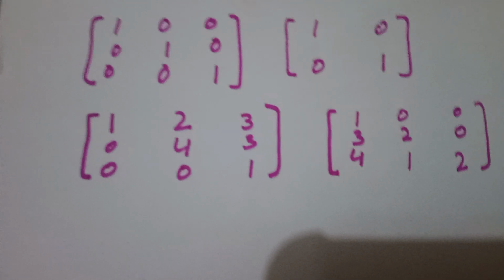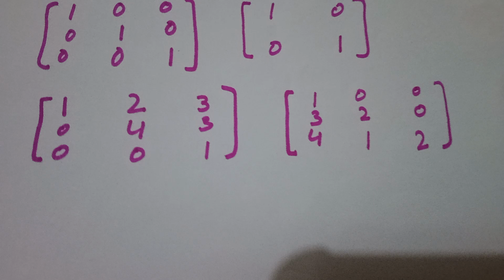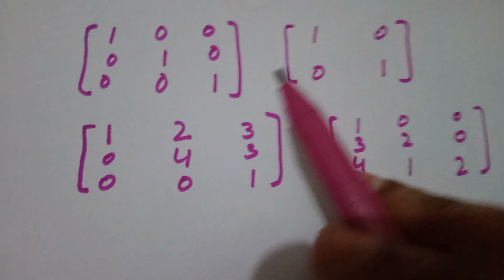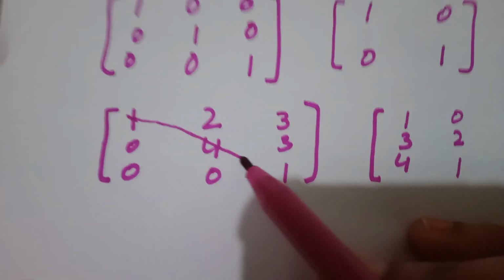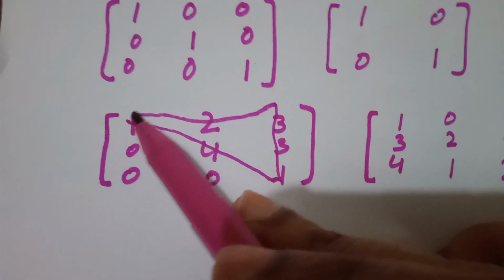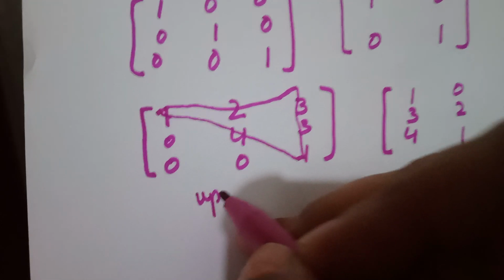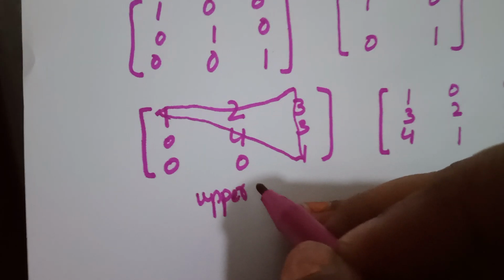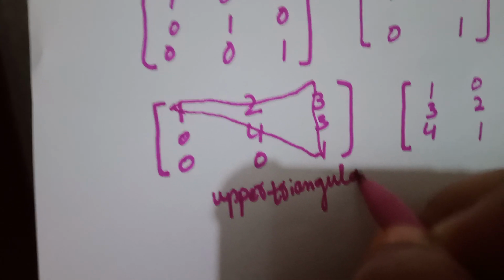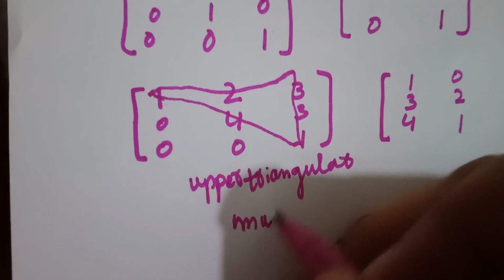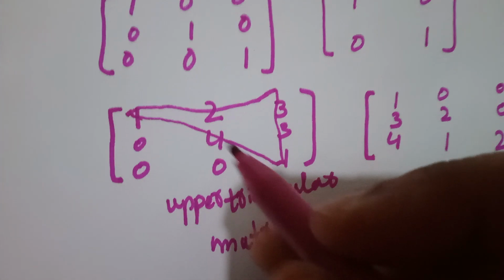Hello students, today we will discuss some important matrices. In this type of matrix, here we have a triangle on upper side. You can write it as upper triangular matrix, because in this matrix we have a triangle on upper side.